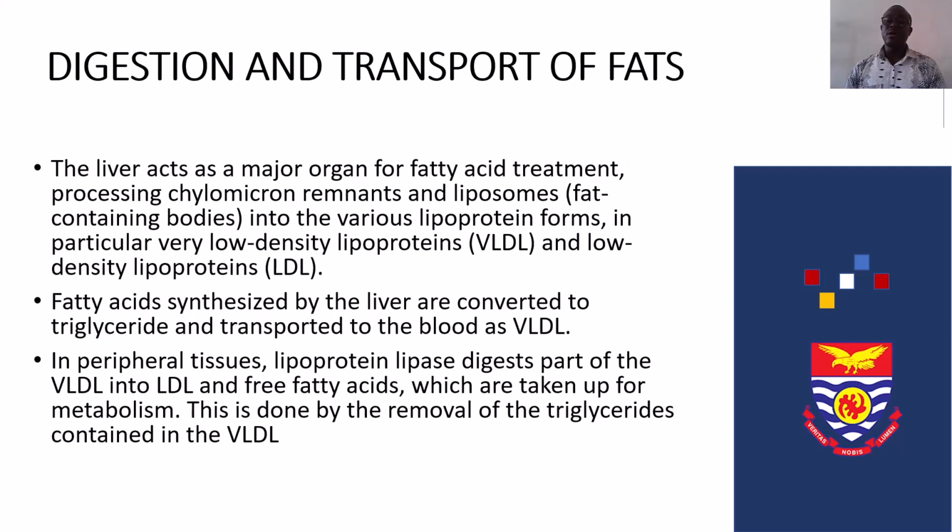The liver acts as a major organ for fatty acid processing, processing chylomicron remnants and liposomes into the various lipoprotein forms, in particular very low density lipoprotein VLDL and low density lipoprotein LDL. Fatty acids synthesized by the liver are converted to triglyceride and transported to the blood as VLDL. In peripheral tissues, lipoprotein lipase digests part of the VLDL into LDL and free fatty acids, which are taken up for metabolism.